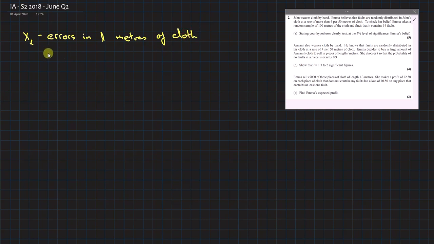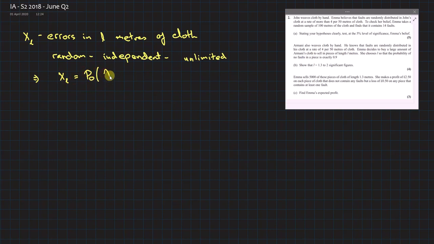Like we said before, they are random, independent, because we're not going to say that a tear could cause another tear. Potentially there is unlimited, so it's not about a binomial. We could actually have an infinite number of errors in a meter. So this actually leads me to believe that this X_L is a Poisson with some lambda based on L, that length.